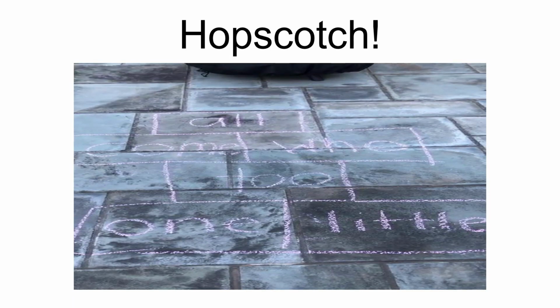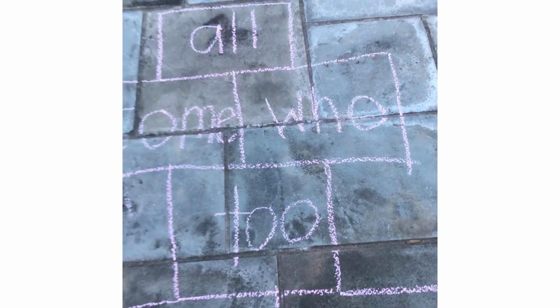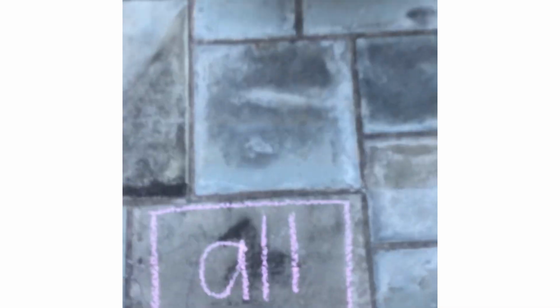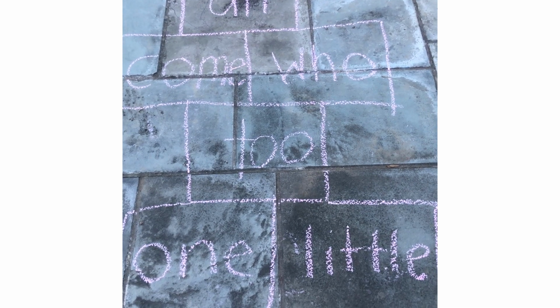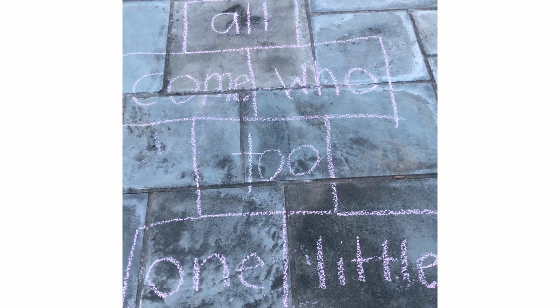Another activity you can play is hopscotch sight words. Fill in sight words and play hopscotch. Every time your foot lands on a word, say the word. You can even throw an object to a word and then hopscotch to it and say it.